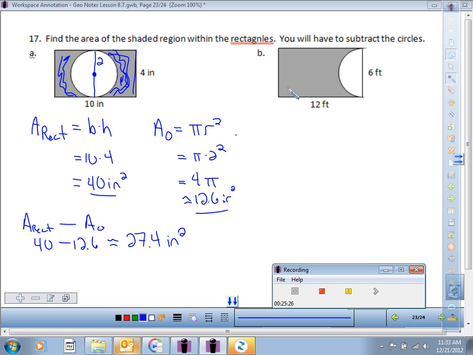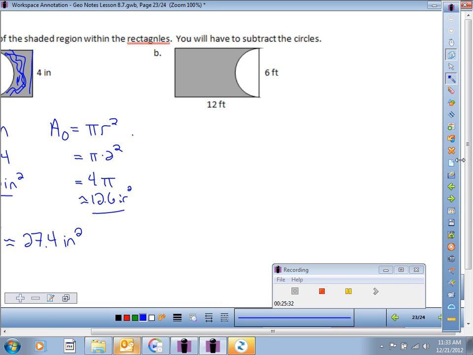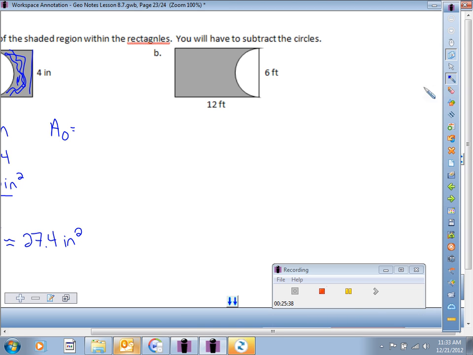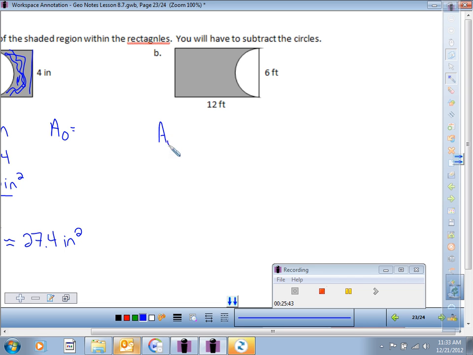Alright, now let's go ahead and work on 17b here, and what we're going to look at here is that we have a semicircle, half of a circle cut out of this rectangle. So we're going to set it up the same way. We show the area of the rectangle, base times height, or length times width, however you want to look at it, 12 times 6, which has an area of 72 square feet. Okay, so that's the whole thing there.